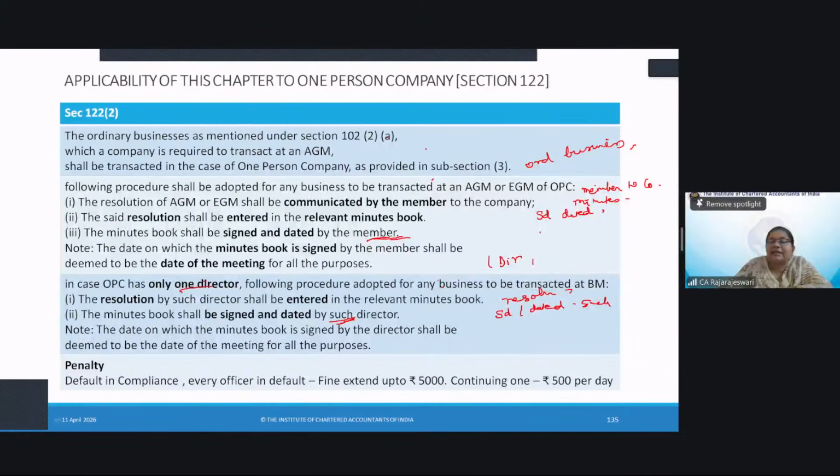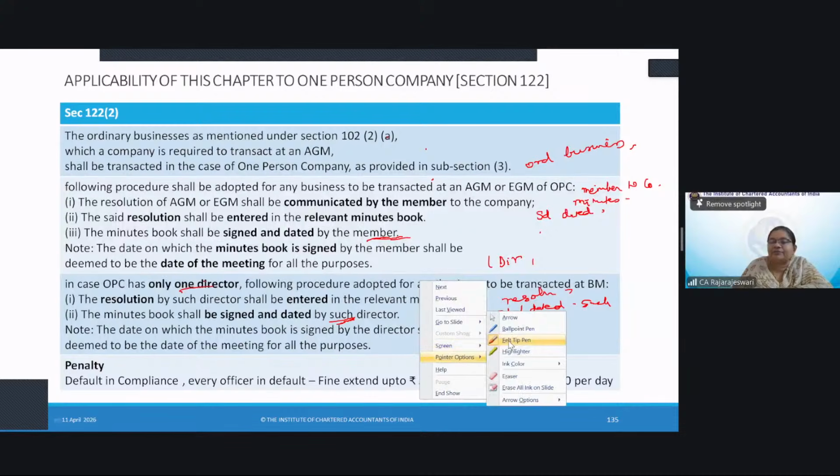And if there is non-compliance, then as usual, penalty provisions will be applicable. So what are the penalty provisions?